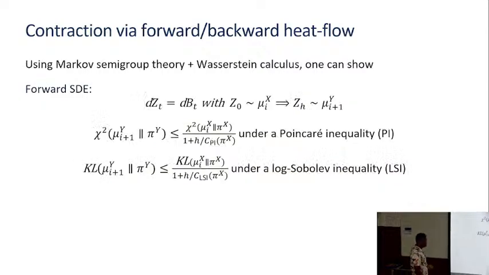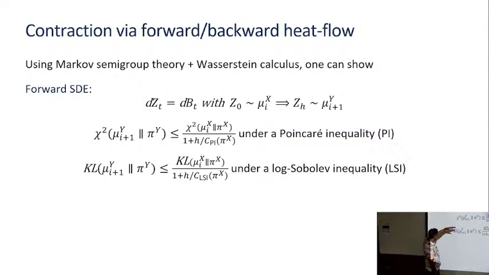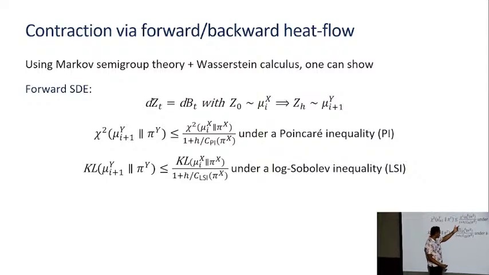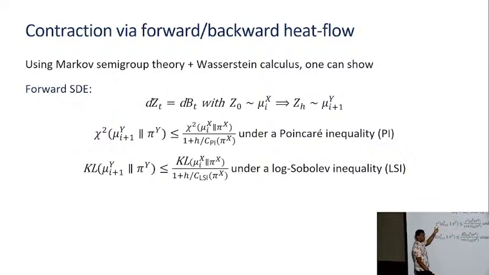This is different from, say, coupling. Completely different. As a result, one can show that in both the forward step, whether you use a Renyi divergence or KL divergence, you actually get contraction in every step. In every step, your distributions are getting closer in your target distance, depending on the LSI constant or the Poincaré constant. If you only have the Poincaré constant, it gets smaller in chi-squared.